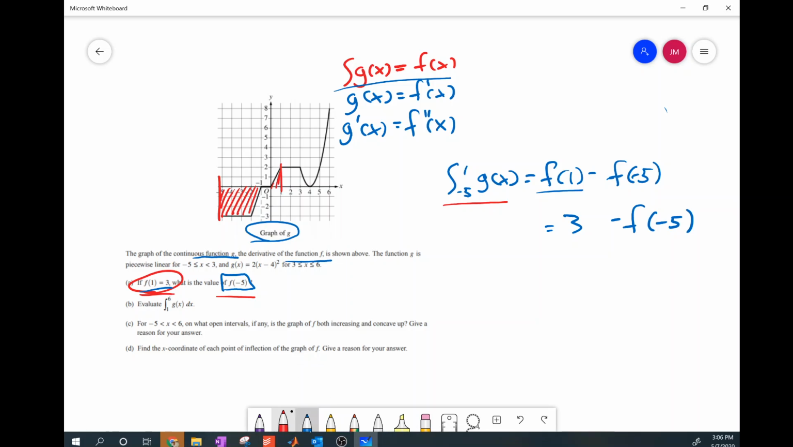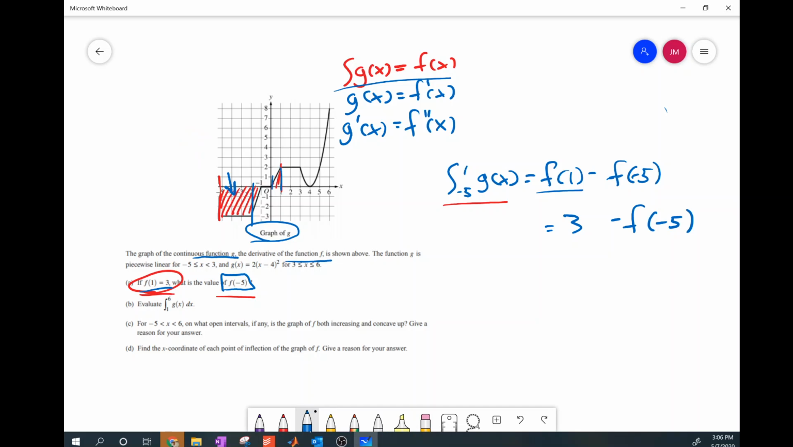And we can see that area is broken down into 3 parts. We have a square here, a triangle, and another triangle. And remember, when the area is below the x-axis, it's negative. So this area is a 3 by 3 square.